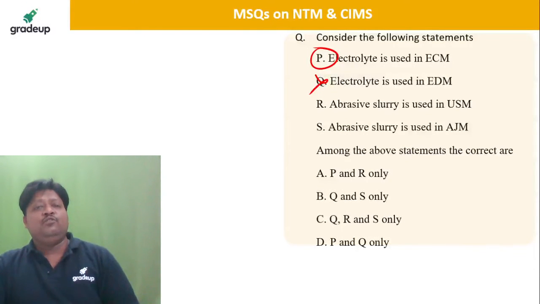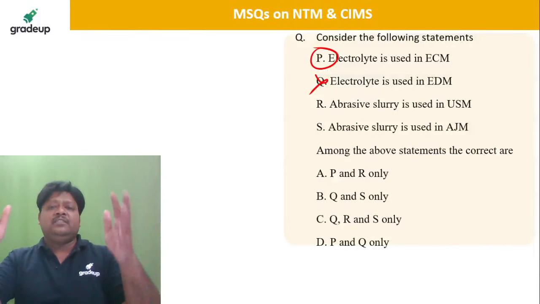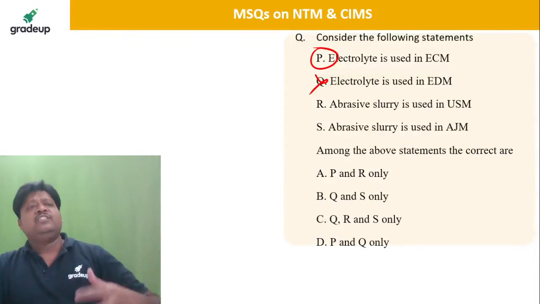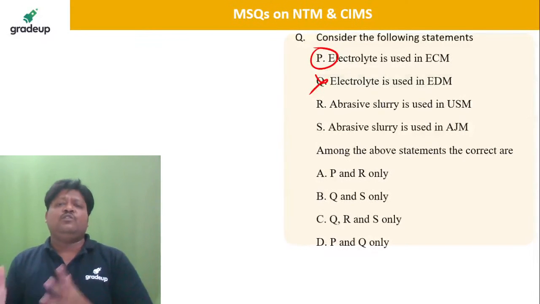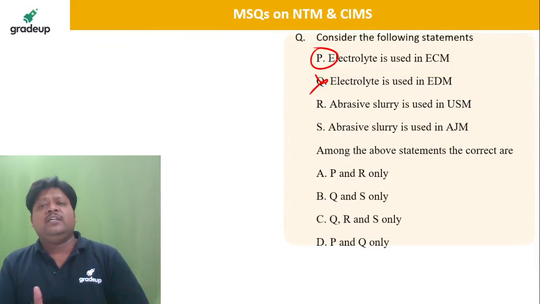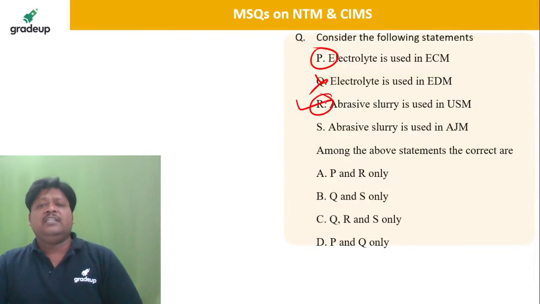There is a dielectric fluid, within which the entire setup is immersed. In case of EDM, abrasive slurry is used in the USM. Abrasive slurry is generally abrasive mixed with water. In the USM, some other liquids are also used as the liquid element of the abrasive slurry. But yes, abrasive slurry used in the USM, that is correct.